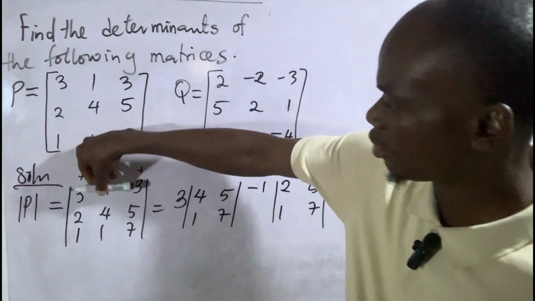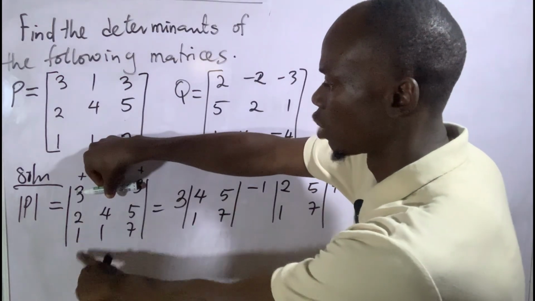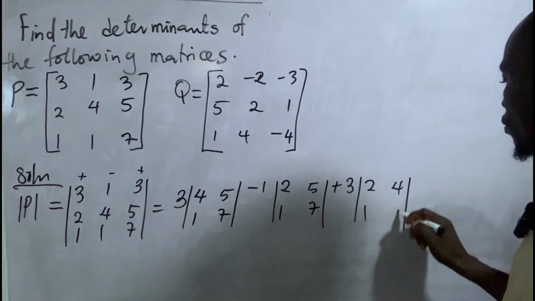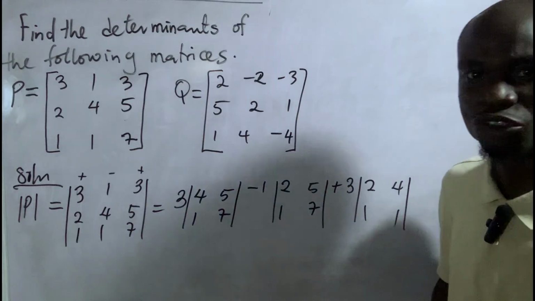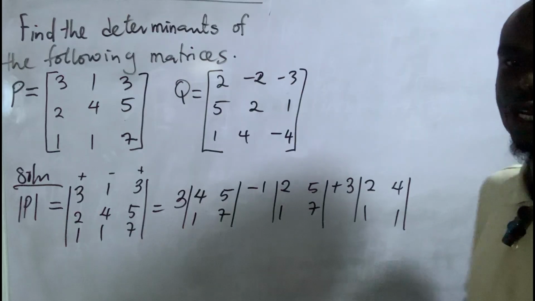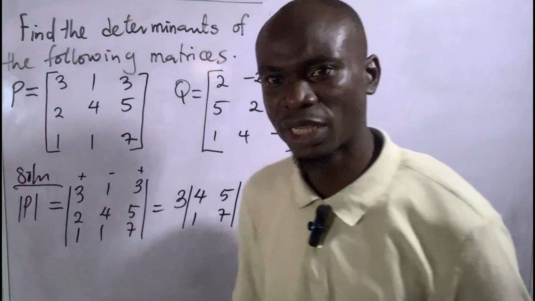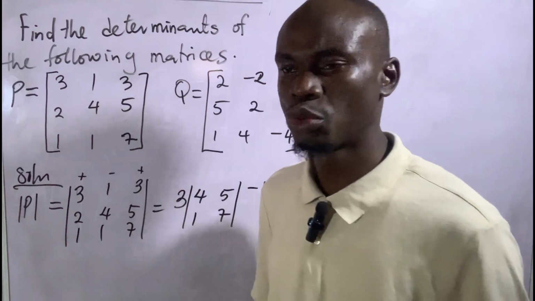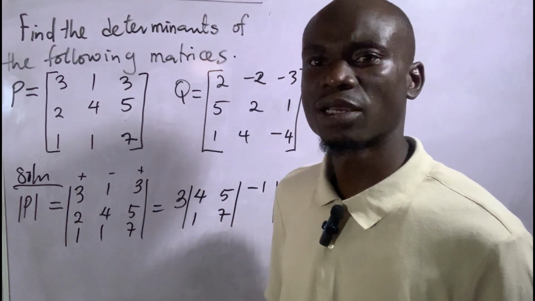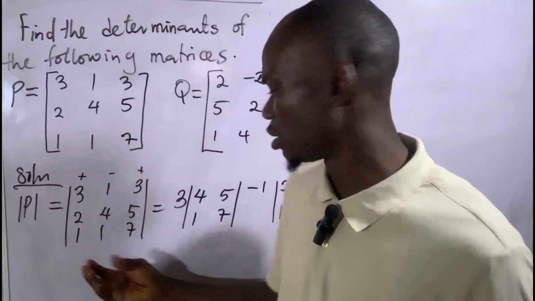And for the last column, you remove the last 2 elements there, and you have 2, 1, 4, 1. So I have succeeded in reducing this 3 by 3 matrix to 3 2 by 2 matrices. Okay? So it's very important you understand what I did just now, because if you do, it makes the work much easier.